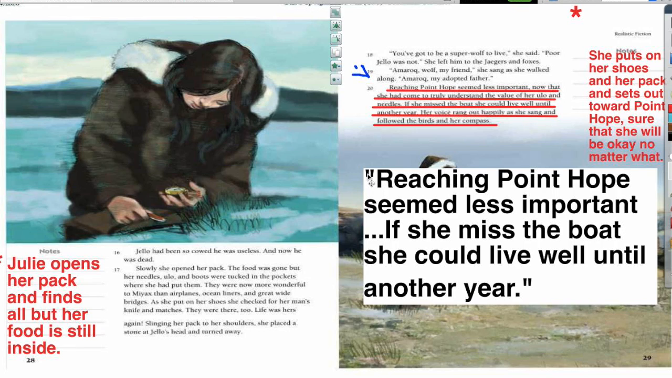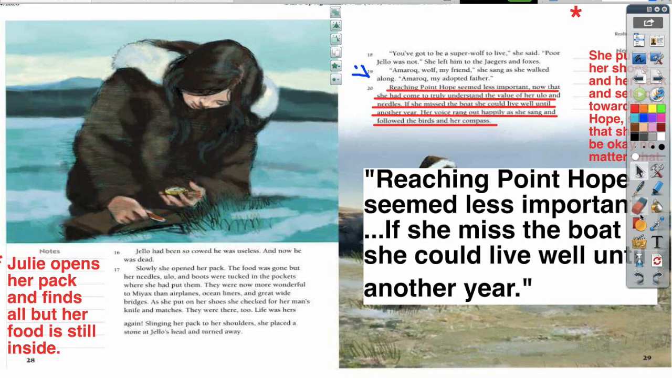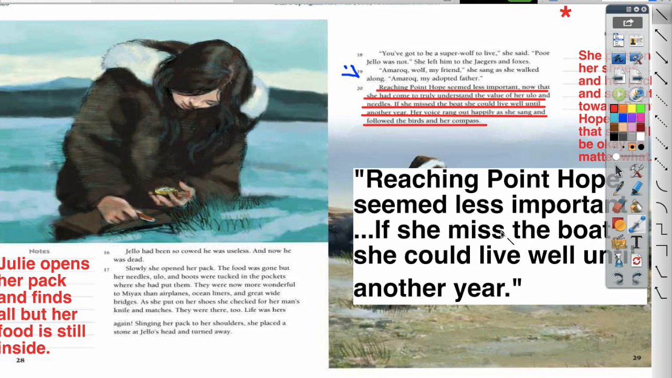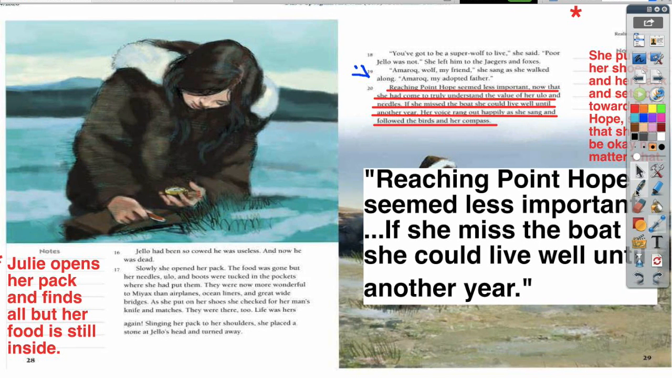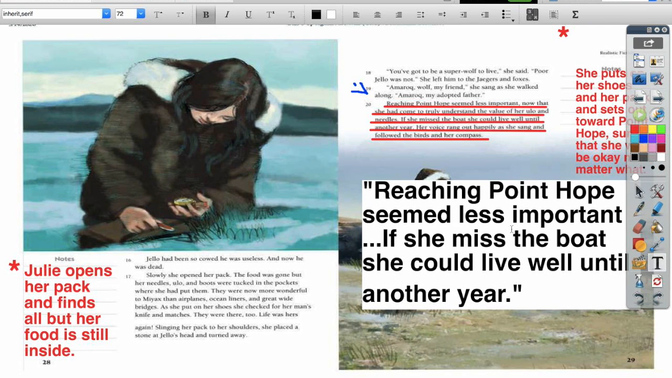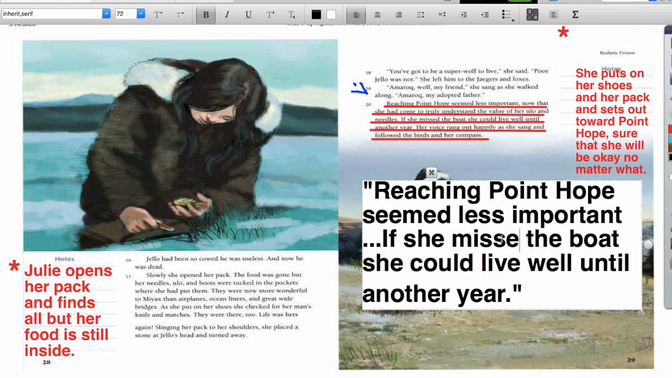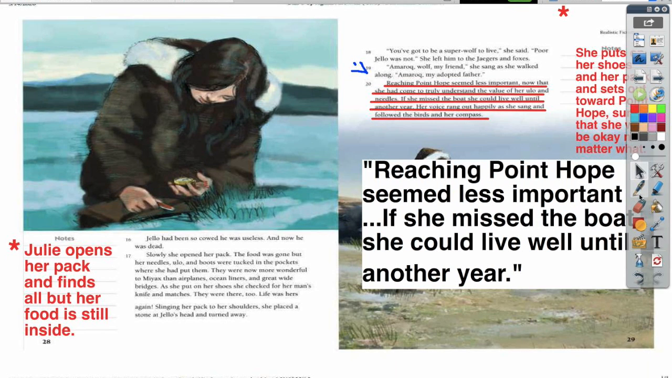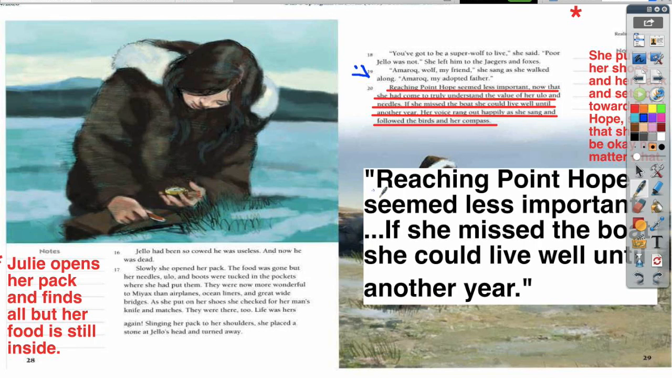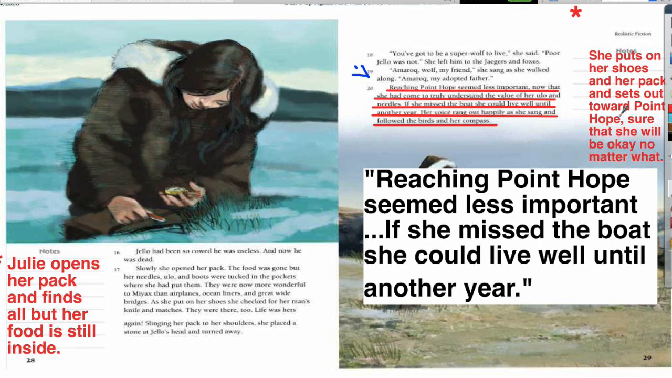So look at this with me, this part of this paragraph. "Reaching Point Hope seemed less important. If she missed the boat, she could live well until another year." So what conclusion can we make about Julie and what's going on at this point in the story? What's been going on? So take a second and think. What conclusion would you come to? What inference would you come to because of this right here?